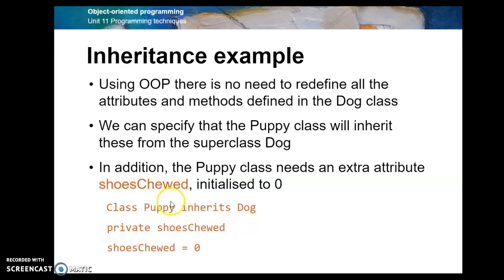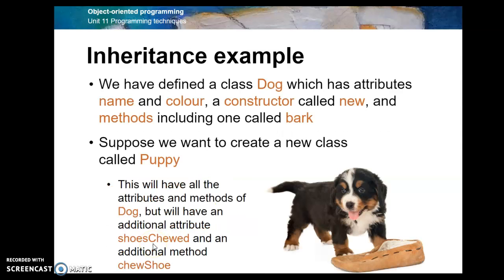Okay, good. So class puppy is the child class. Where does it inherit from? It inherits from the class dog, which means that is the parent or the superclass. Okay, so it has got its own. The class puppy has got shoes chewed. So obviously a full-grown dog hopefully does not chew any shoes. It's only the puppies that chew shoes. So they have got this extra attribute which is shoes chewed. Anything else?